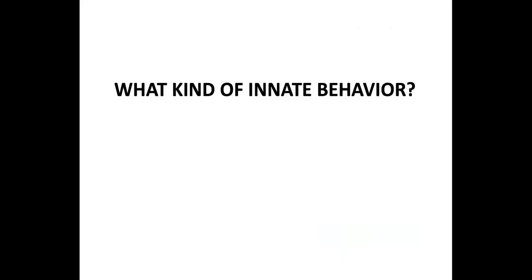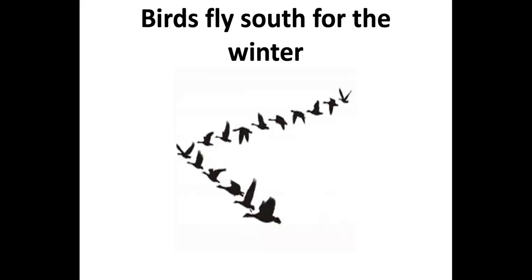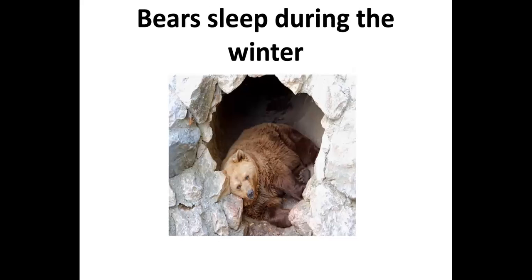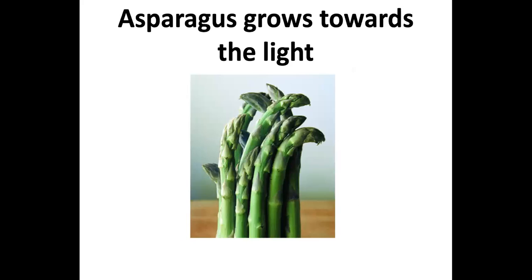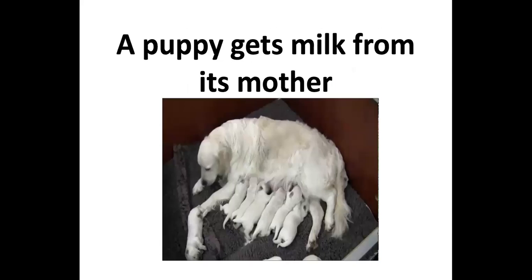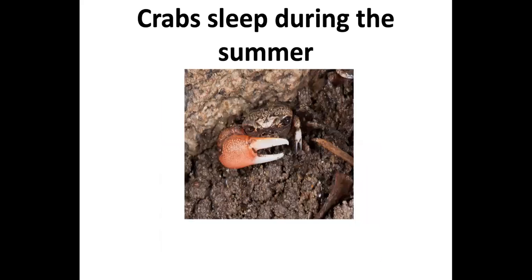What kind of innate behavior? Birds fly south for the winter. What did we just say this was? Migration. Bears sleep during the winter. Hibernation. Asparagus grows toward the light. What is it? Phototaxis. Positive or negative? A puppy gets milk from its mother. Suckling. Crabs sleep during the summer. Estivation. Okay, the opposite. Hibernation's cold, winter.